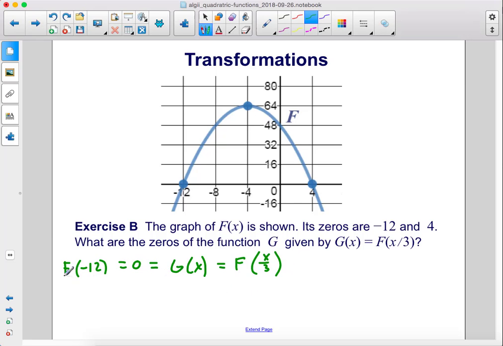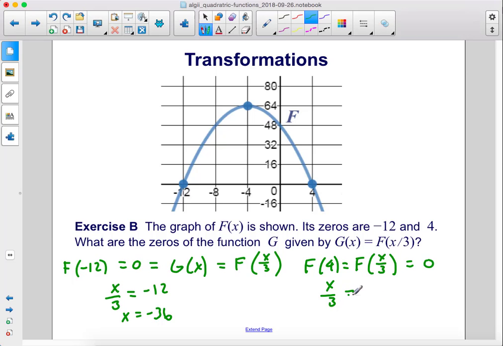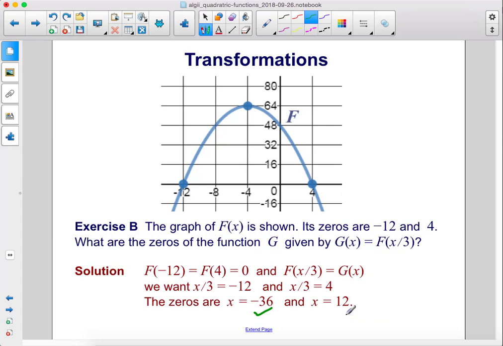Now, we see here that f of -12 equals f of x over 3, so we can set these equal to each other, what's inside the parentheses. That gives us x over 3 equals -12, or x equals -36. If we do this again for the other 0, we have f of 4 equal to f of x over 3, which equals 0. So we could set these equal to each other. X over 3 equals 4, or x equals 12. So at these points, those will be the zeros of the function g. -36 and 12.